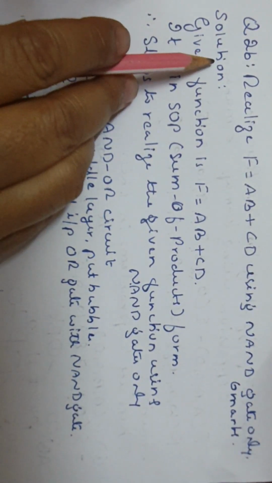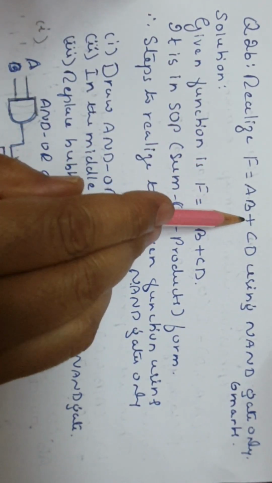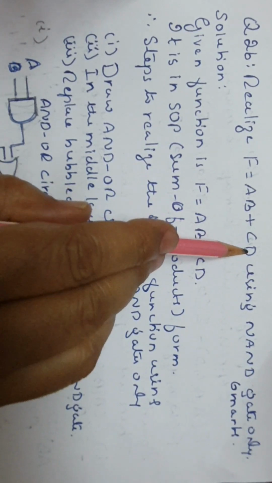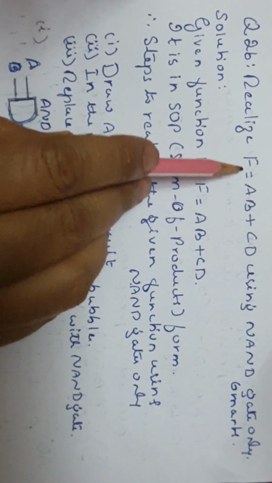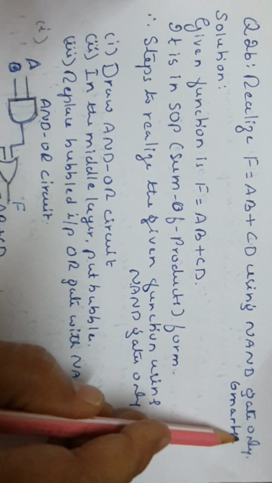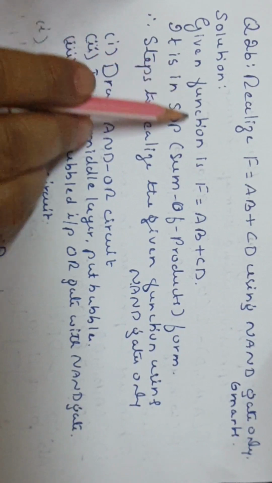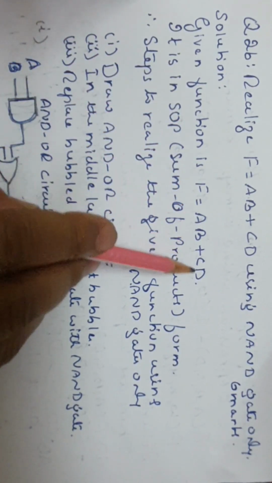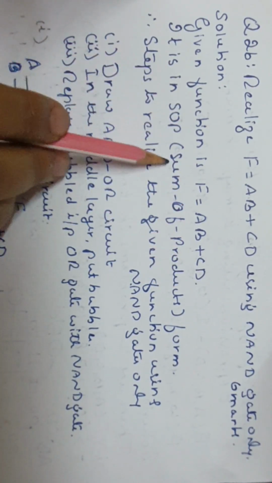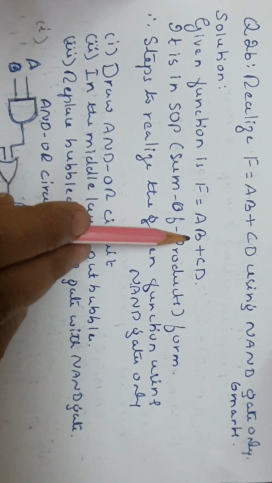Next question, number 2b: realize F equal to A and B logically ORed with C and D, or we can read it as F equal to AB plus CD, using NAND gates only. This carries 6 marks. Solution: the given function is F equal to AB plus CD. It is in SOP, sum of products form. So this Boolean function we have to implement using NAND gates only.